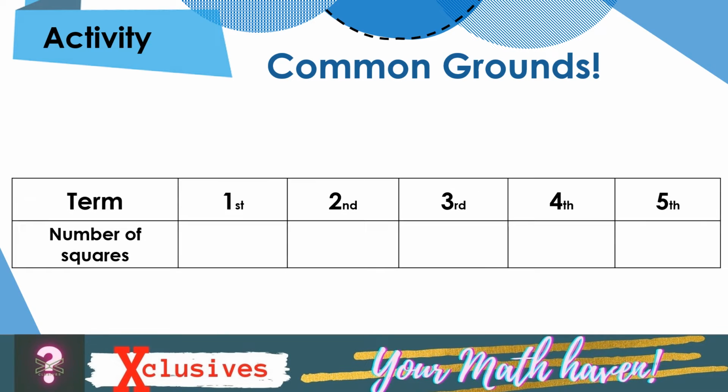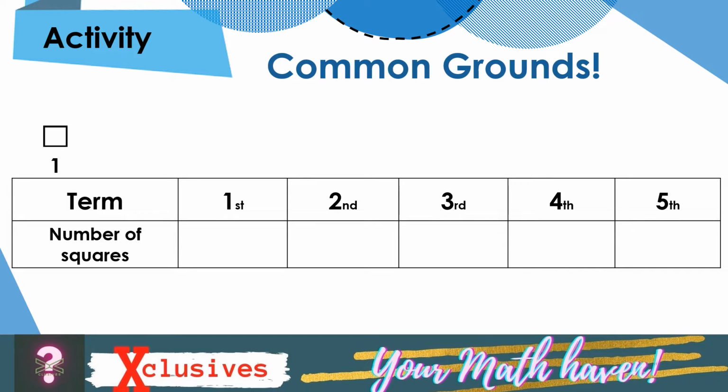For this part, we will now proceed with counting. Help me fill in the table by counting the square or group of squares assigned for each term. And with that, we will know the first, second, third, fourth, and fifth term of this sequence. Now let's begin with our counting.